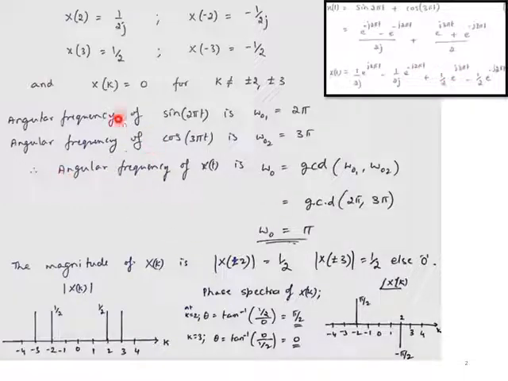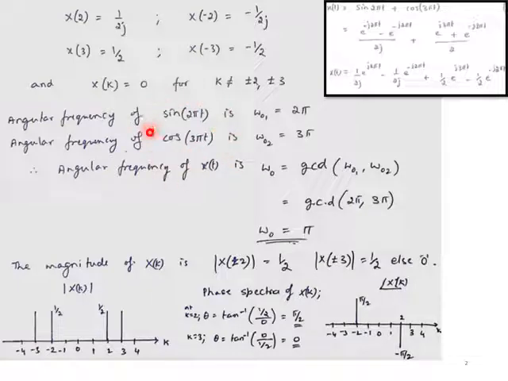Let me calculate that omega naught. I just need to identify what omega naught is for the first term. For sine 2 pi t, omega naught should be 2 pi, so we can take it as 2 pi. For the second term, cos 3 pi t, its angular frequency omega naught I can take as 3 pi. So we have two terms. For the overall x of t, how do I need to consider the angular frequency omega naught?